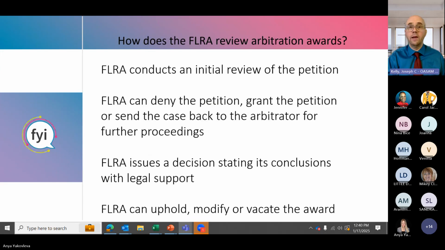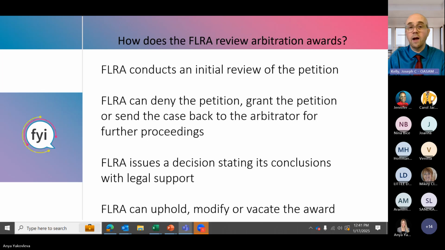So how does the FLRA review arbitration awards? The appealing party submits a petition for review, or I'm sorry, not a petition for review. They submit exceptions, and then the FLRA conducts an initial review. The FLRA can deny, they can grant it, or they can send the case back to the arbitrator for further proceedings. The FLRA issues a decision stating its conclusions with legal support, and that decision is binding.